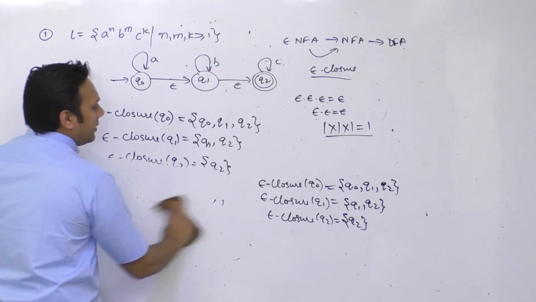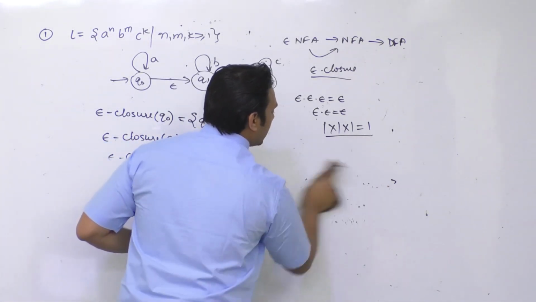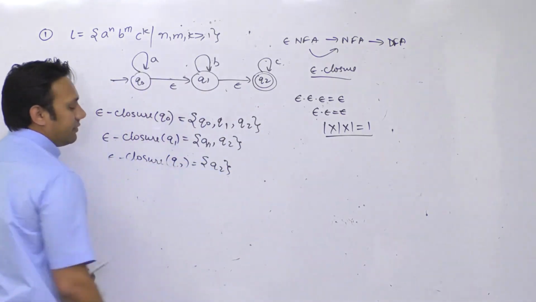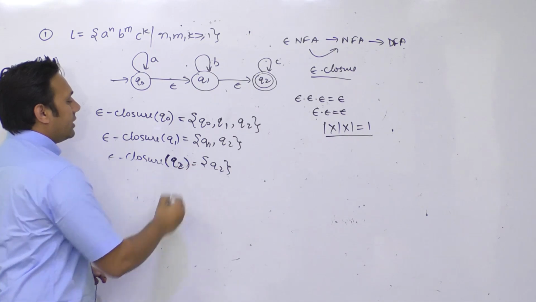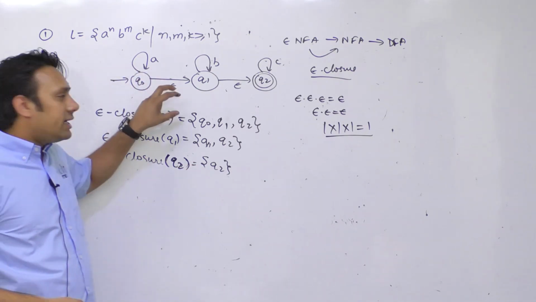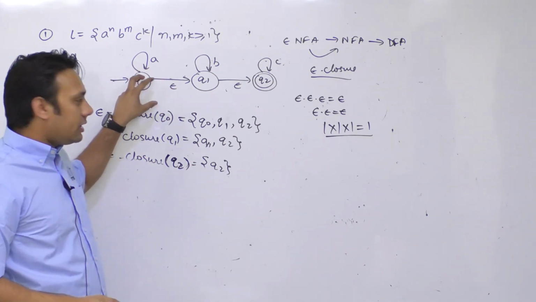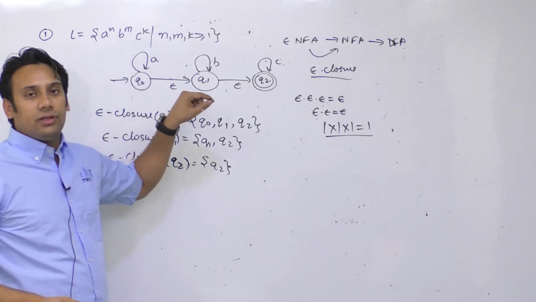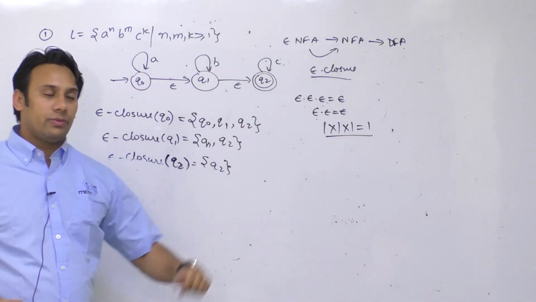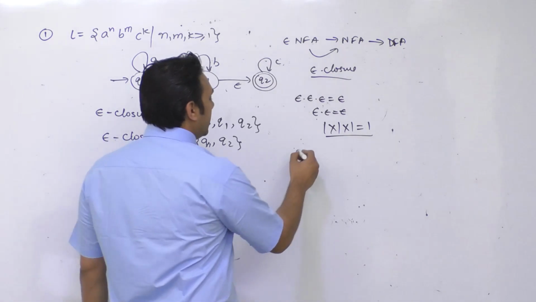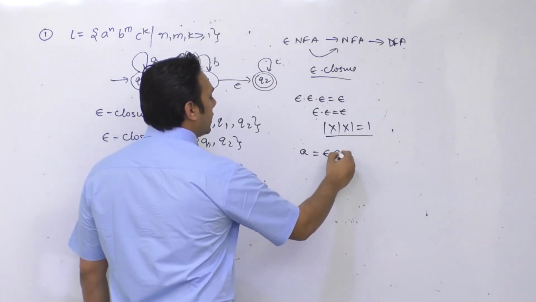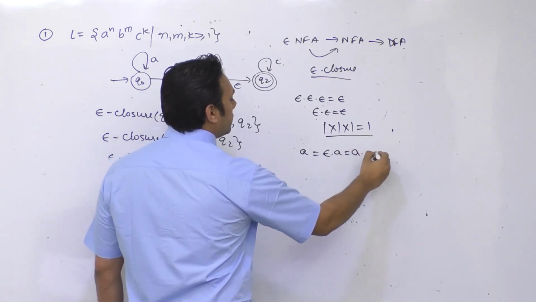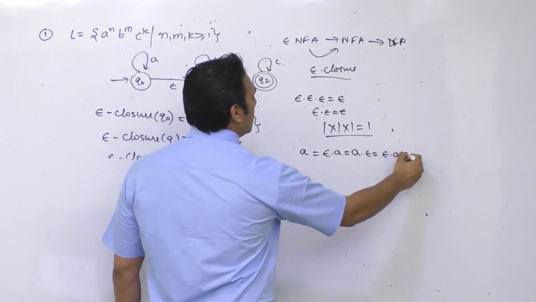So whenever I want to convert an epsilon NFA to NFA, I need these epsilon closures. So what I'll try to do here is identify, if I'm at a particular state and I take an epsilon symbol, what are the states where I can go to? If you have a string A, this A can be written as epsilon dot A, it can also be written as A dot epsilon, it can also be written as epsilon dot A dot epsilon.